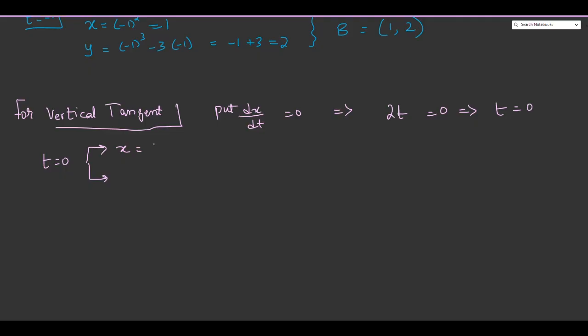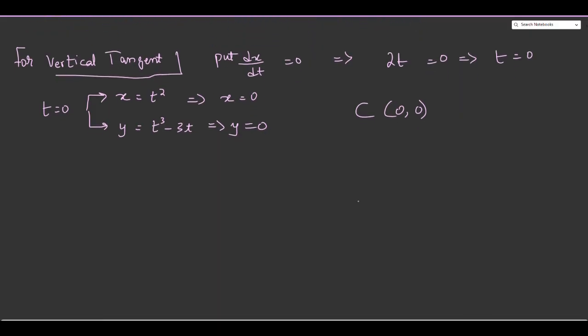Now we put this t equals 0 in the equation of x and in the equation of y. Since x equals t square, when I put t equals 0 here, the value of x becomes 0, and y equals t to the power 3 minus 3t. When I put t equals 0 here, the value of y becomes 0. So this is the point 0, 0 where we are going to have a vertical tangent, and I will draw here the sketch of this thing.